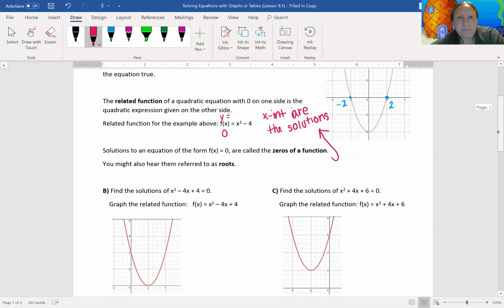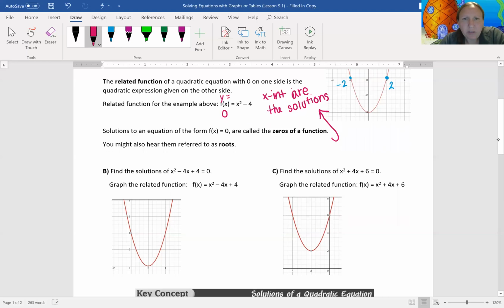I'm going to scroll down. So we're looking at x squared minus 4x plus 4 equals 0. Because we have that equals 0, we can take that and write a related function. And I graphed that related function for you already. Here we can see that the x-intercept is only 2. It only hits that x-axis once. There is only one intercept. So for this equation, the only answer is going to be x equals 2.